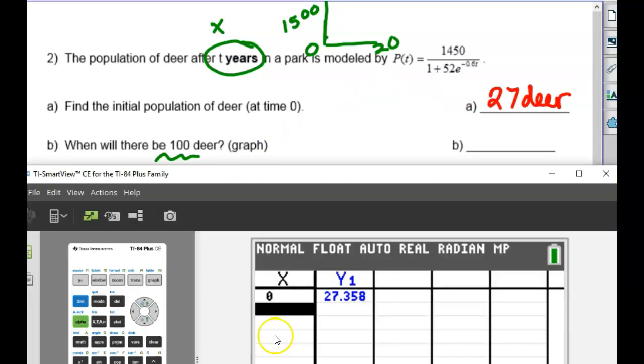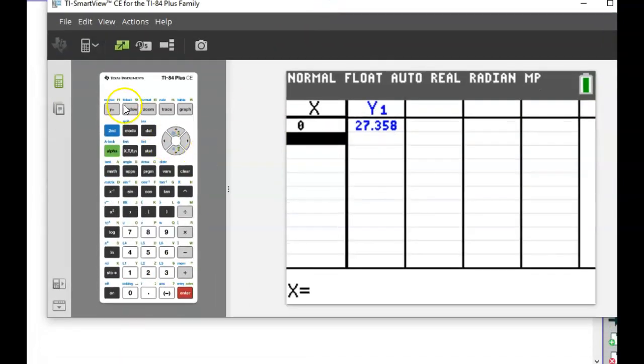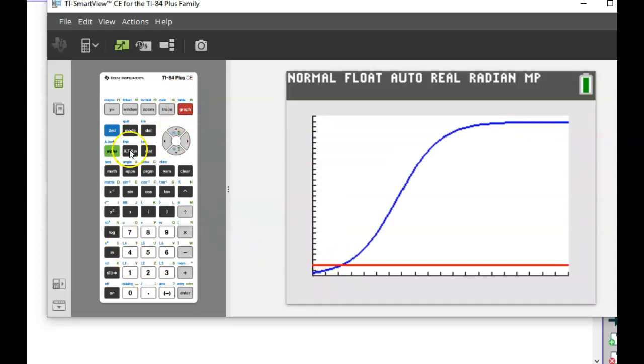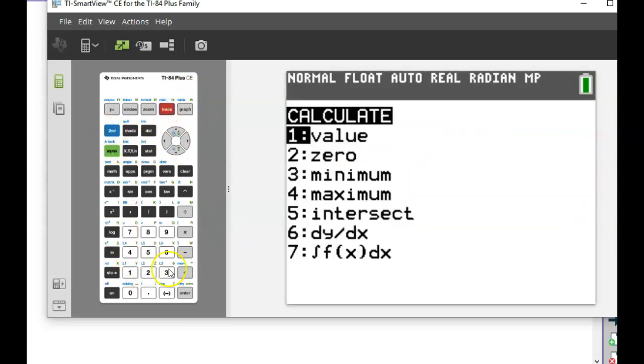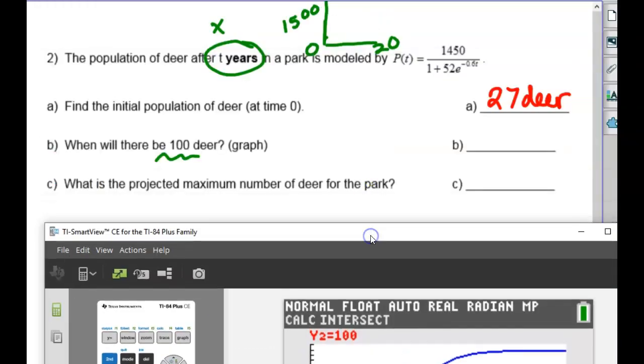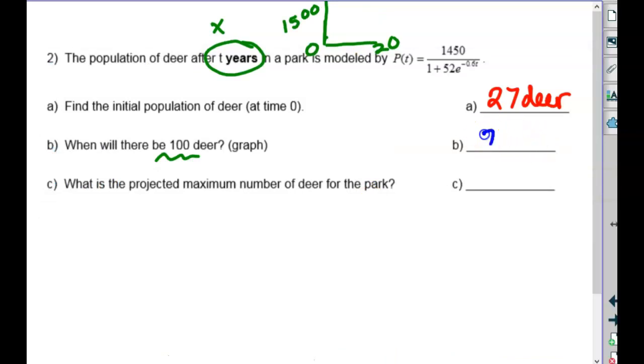When will there be 100 deer? This is the one students don't know how to do because they forget you're just supposed to do what? You run the line. Yes, put in 100 as a separate line and figure out when they intersect, which was not too long from the beginning of time, it looks like. Intersect, yeah, about 2.25 years. So do you put down the exact years? I don't know if it specifies. I would round to either the 10th or the 100th if it doesn't specify.